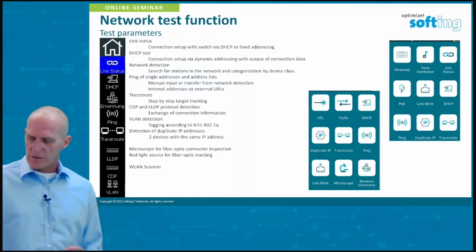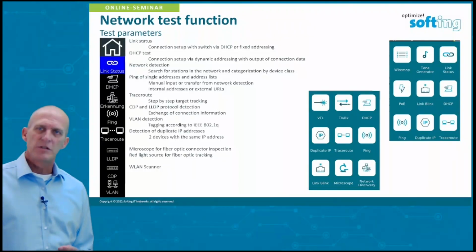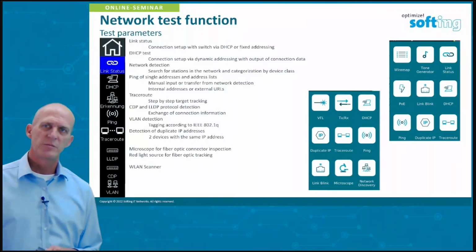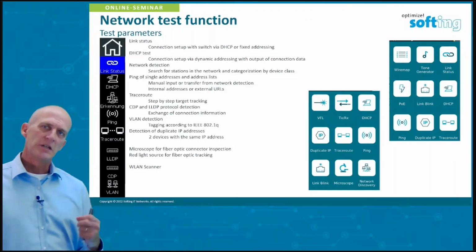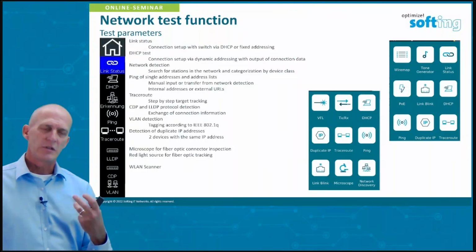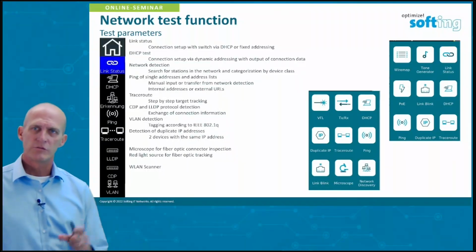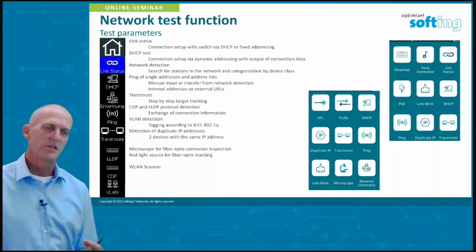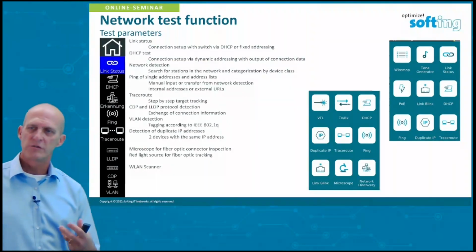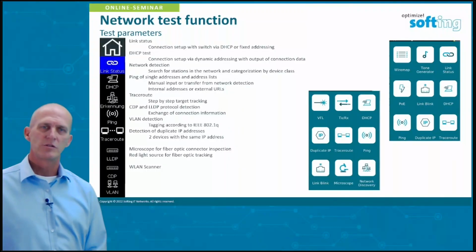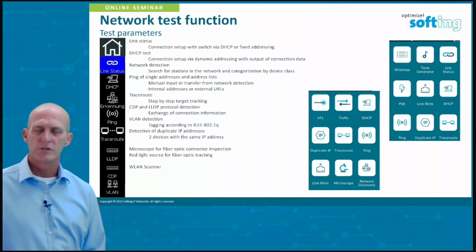You can run LLDP and CDP tests. CDP and LLDP are discovery protocols. LLDP stands for Link Layer Discovery Protocol. CDP is Cisco Discovery Protocol. Modern switches regularly send out broadcasts to every port with the configuration of every port. So our handheld testers can intercept those configuration messages and tell the user which port you are connected to and which switch we are connected to.